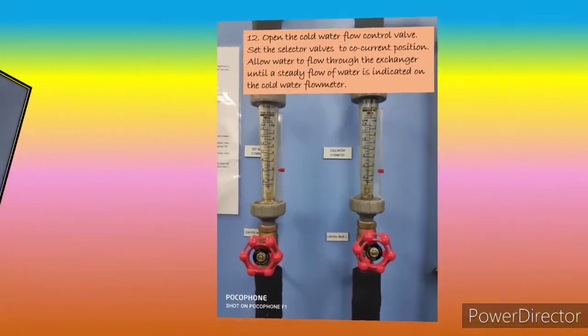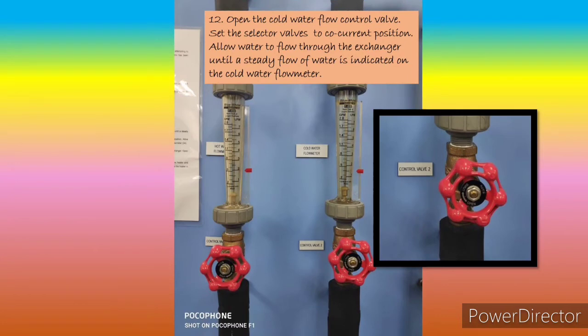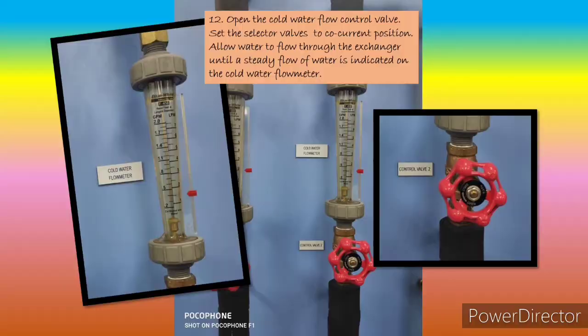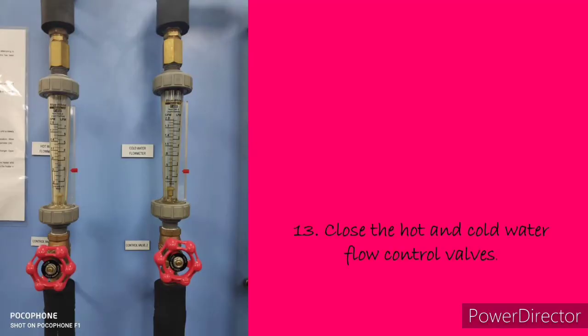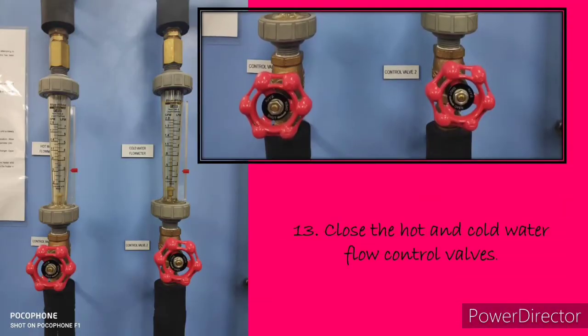Number 12. Open the cold water flow control valve. Set the selector valve to co-current position. Allow water to flow through the heat exchanger until steady flow of water is indicated on the cold water flow meter. Close the hot and cold water flow control valve.